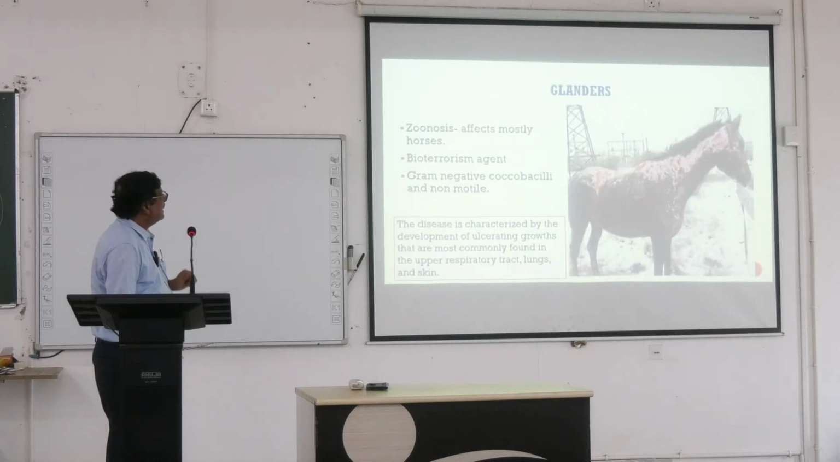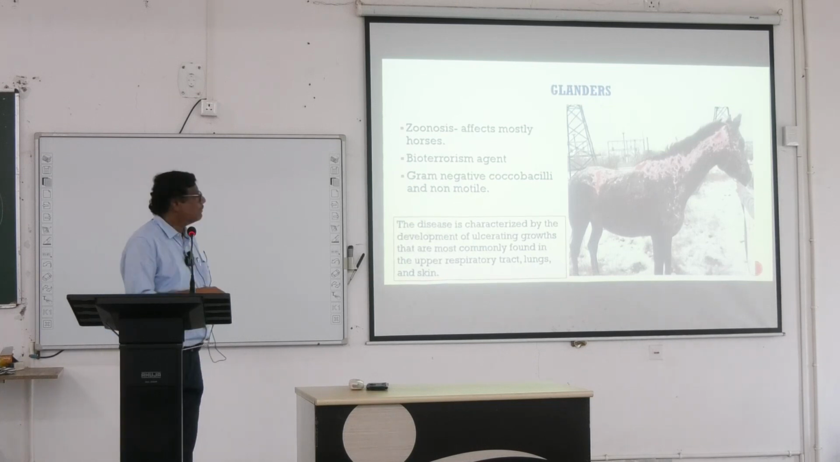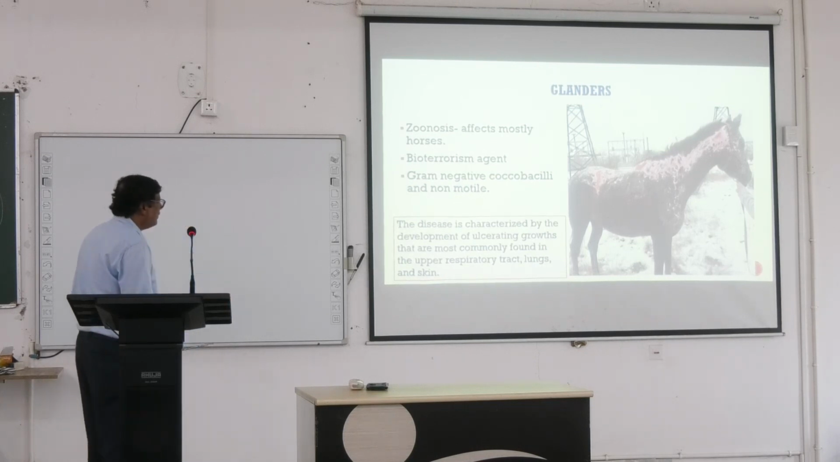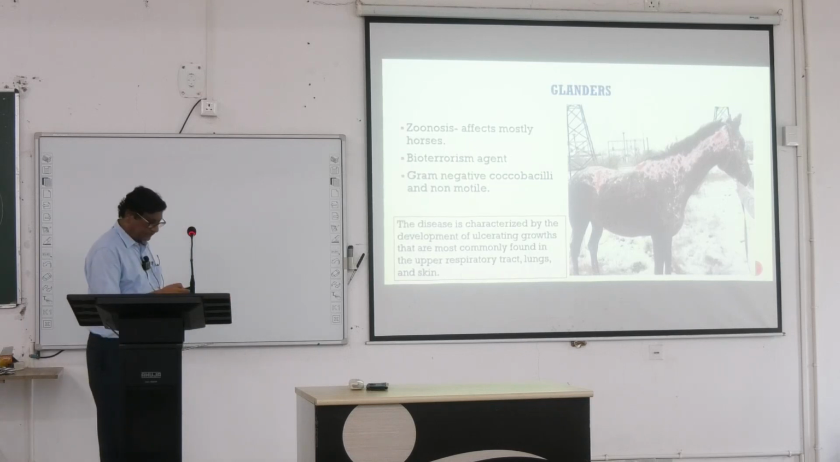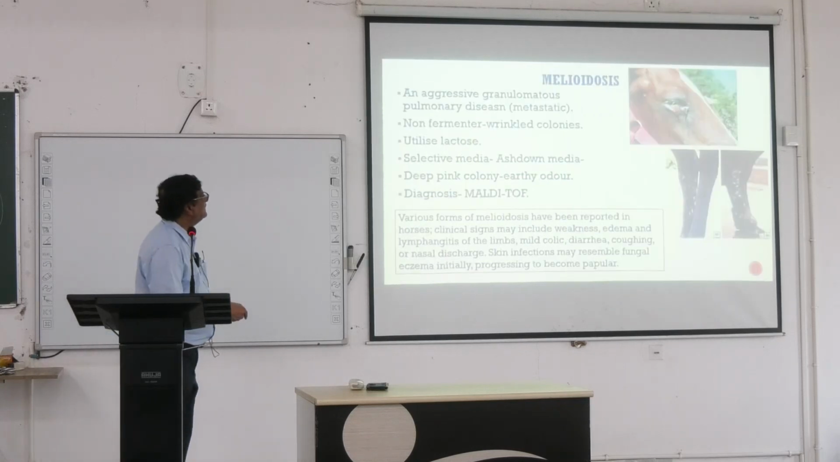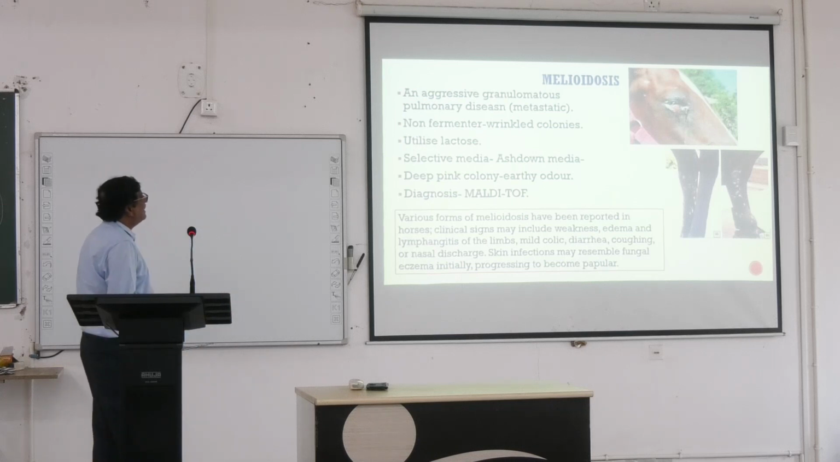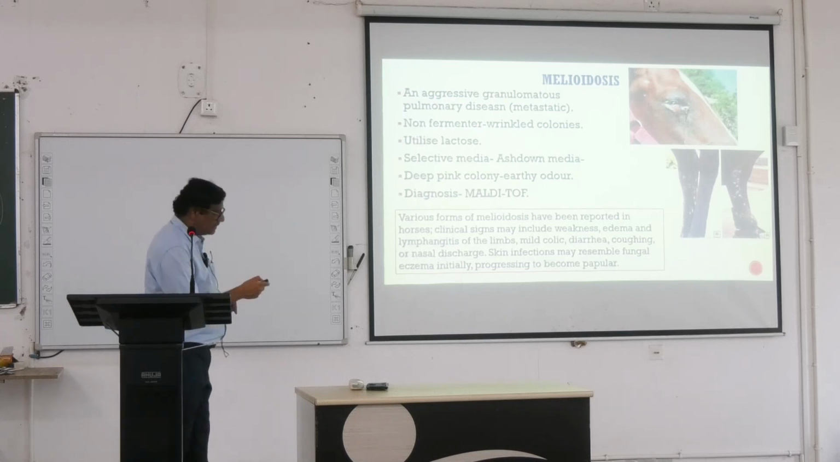The diseases produced by Burkholderia mallei and pseudomallei are zoonoses affecting mostly horses. This is the situation. Burkholderia is a bioterrorism agent and a gram-negative coccobacillus, and it is non-motile compared to Pseudomonas. Pseudomonas is motile, Burkholderia is non-motile. The disease is characterized by the development of ulcerating growths most commonly found in the upper respiratory tract, lungs and skin. Melioidosis, an aggressive granulomatous pulmonary disease, is metastatic.